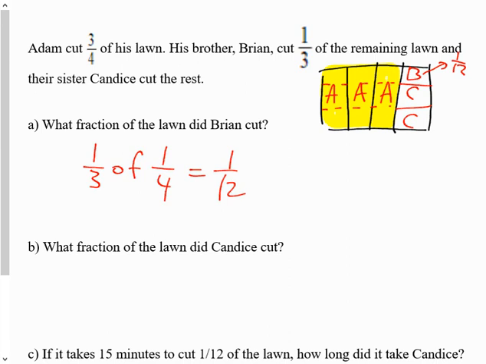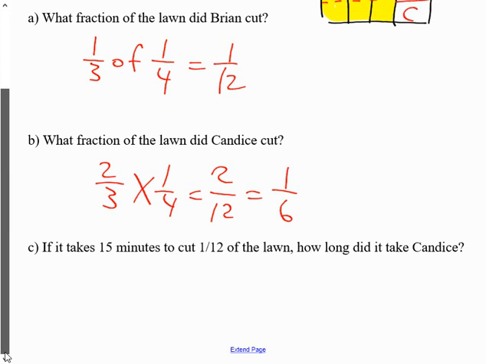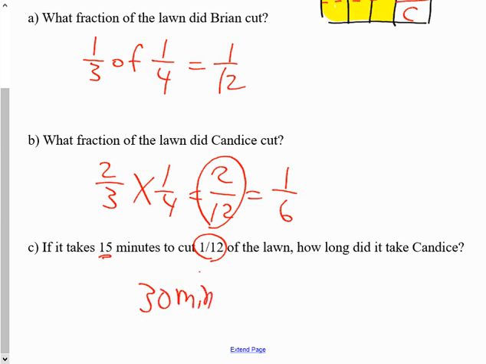What fraction did Candace cut? Candace cut 2/3 of the 1/4, or 2/12, or in lowest terms, 1/6. And finally, if it takes 15 minutes to cut 1/12 of a lawn, how long did it take Candace? Since Candace did 2/12, she did 2 15-minute intervals, so Candace took 30 minutes to cut her part of the lawn.